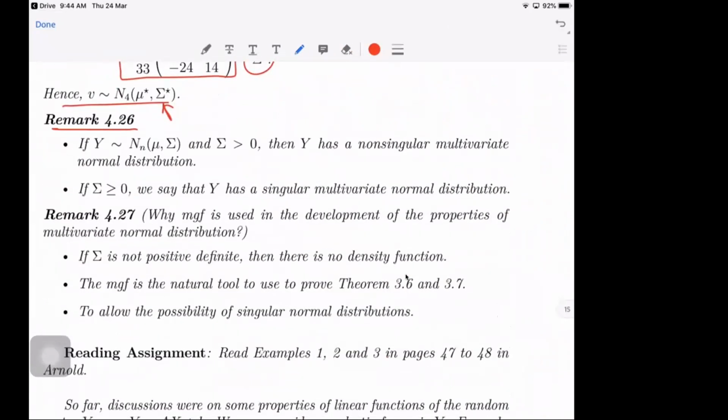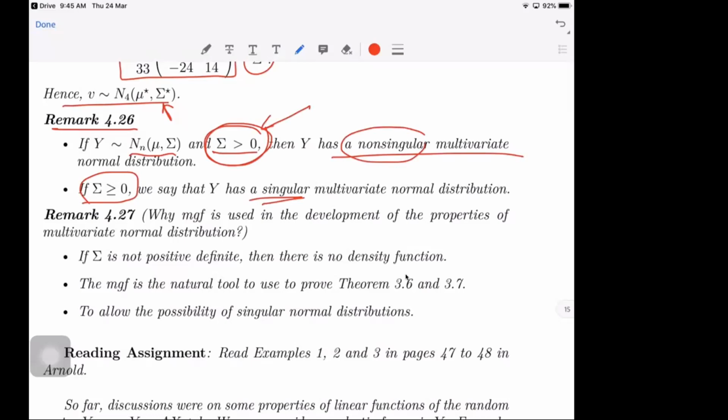Okay, so some remarks. If y is normally distributed with these parameters and your covariance matrix is positive definite, then y will have a non-singular multivariate distribution. So when our covariance matrix is positive definite, it is non-singular. Otherwise, it will be a singular multivariate normal distribution.